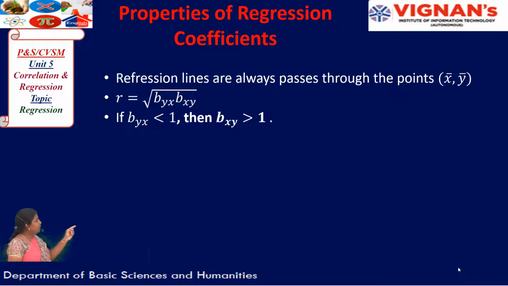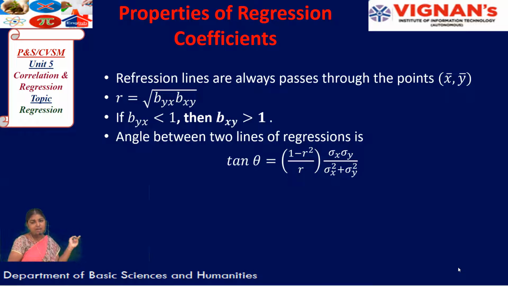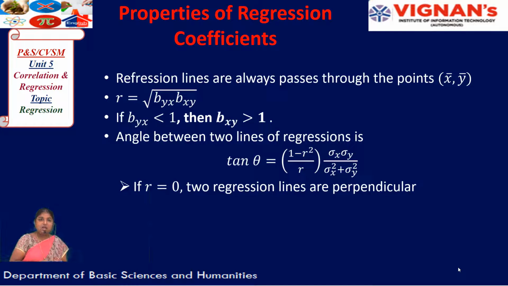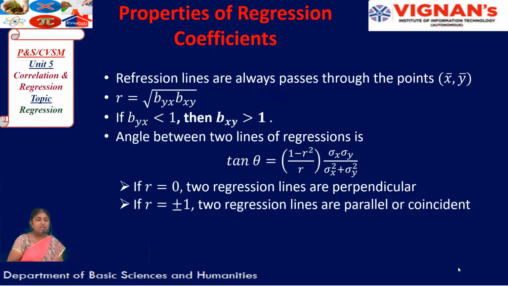The angle between two regression lines can be written as tan theta equals (1 minus r square) by r into sigma x into sigma y by (sigma x square plus sigma y square). If two lines are given and you want to find the angle between them, you can find it directly using this formula. Next, if r equals 0, the two regression lines are perpendicular, and if r equals either plus 1 or minus 1, the two regression lines are parallel or coincide. Right? So these are some of the properties of regression lines.